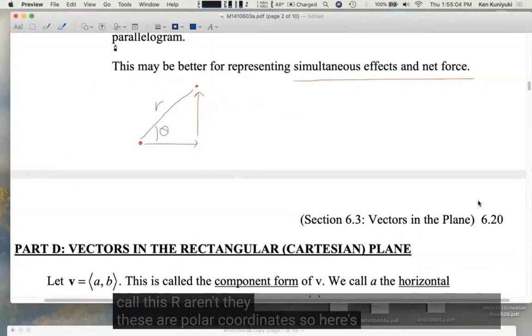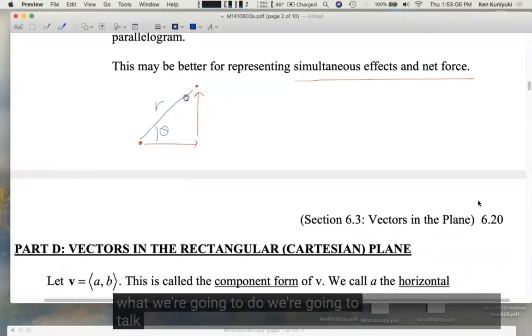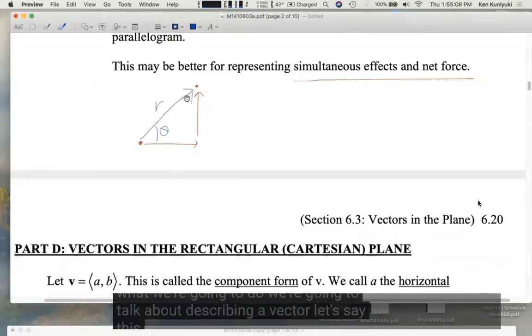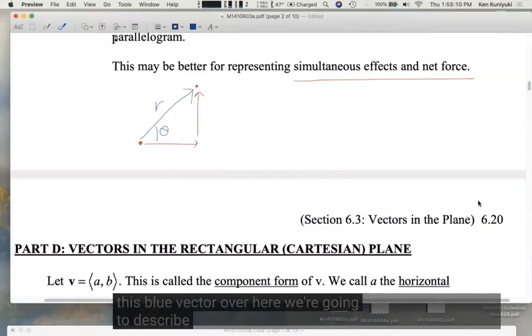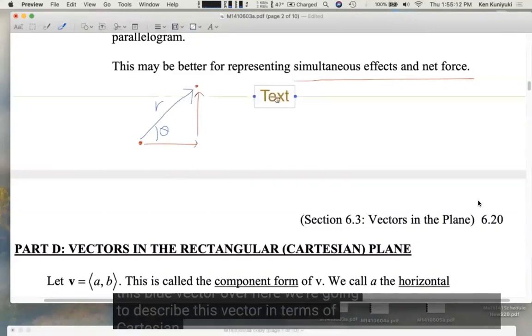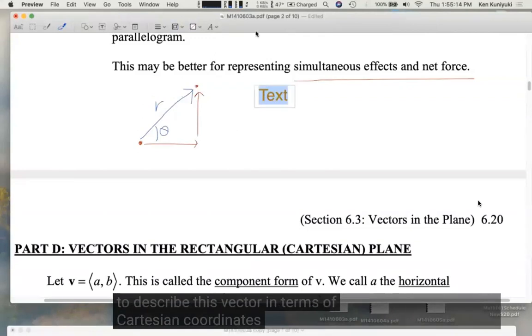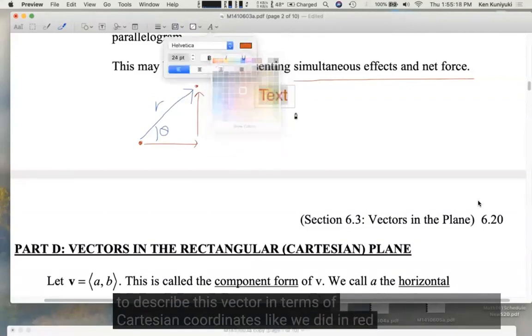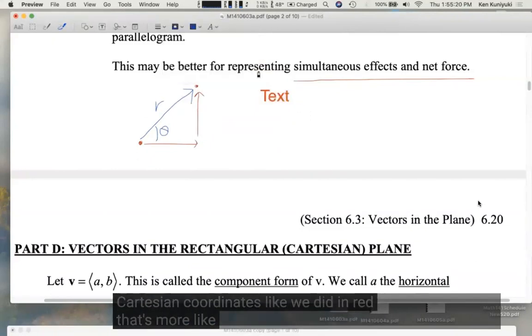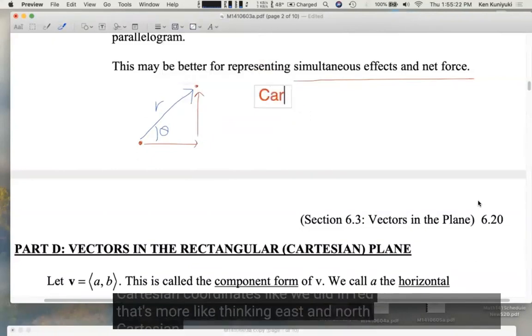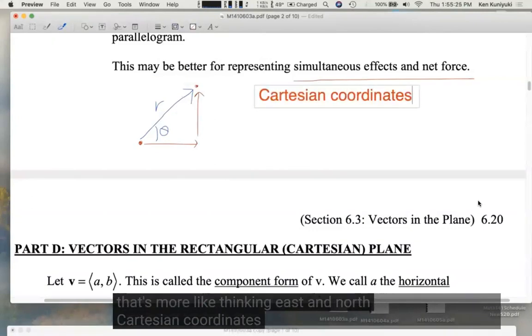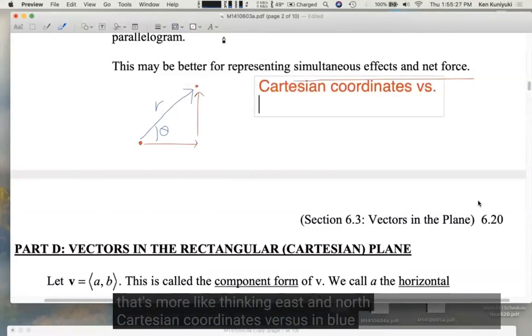So here's what we're going to do. We're going to talk about describing a vector, let's say this blue vector over here. We're going to describe this vector in terms of Cartesian coordinates, like we did in red. That's more like thinking east and north. Cartesian coordinates versus, in blue, I'm considering polar coordinates.